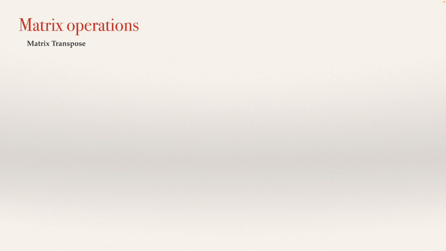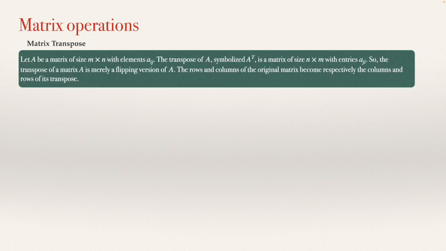Let's finish with the last operation that we're going to speak about, matrix transpose. This is a very easy operation. Let A be a matrix of size m by n with elements a_ij. The transpose of A, I'm going to symbolize it as AT in this way. There are some textbooks that symbolize it in a different way. It's a matrix of size n by m.